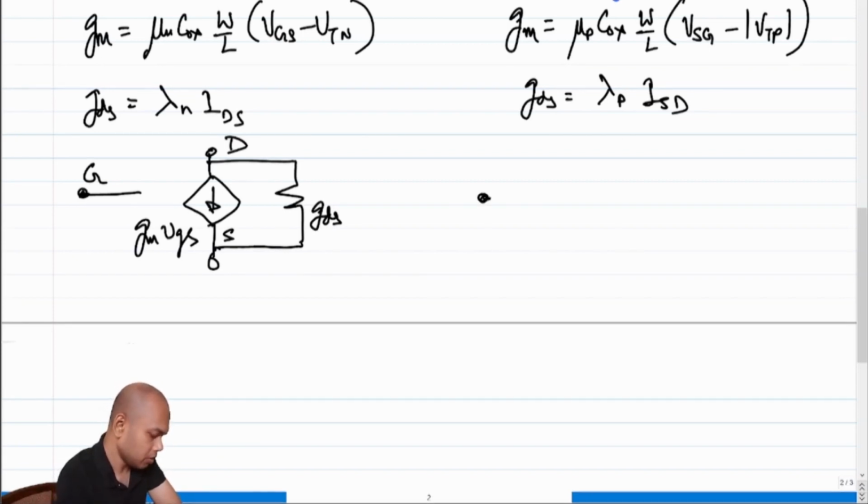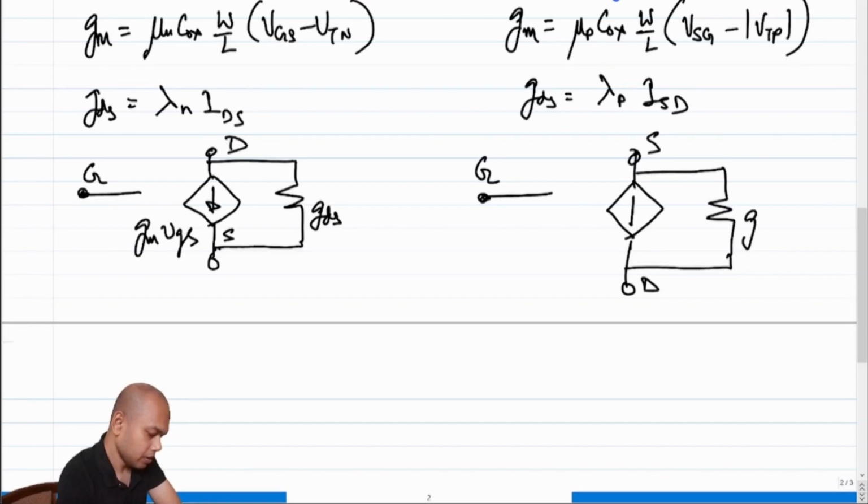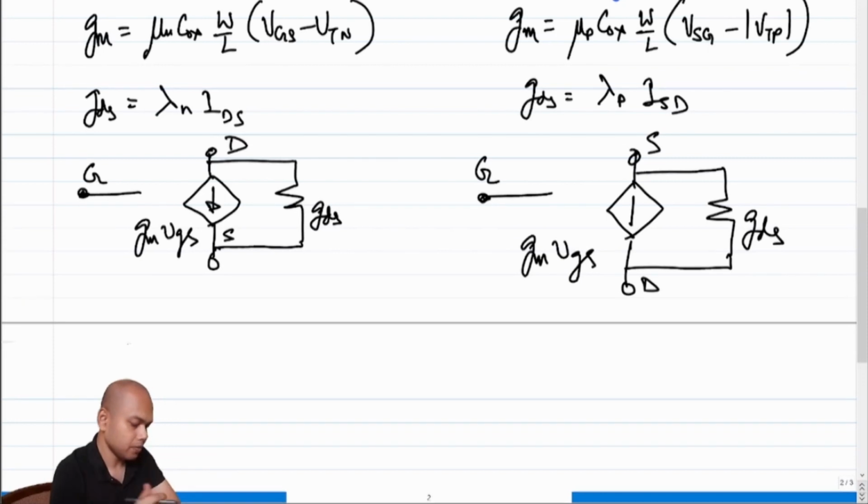So in case of a PMOS, we have again the gate remains gate, but we call the top terminal source and the bottom terminal drain. This is GDS. Again, this current we will call Gm VGS, but now since incrementally both are the same, the current has to go from drain to source, just like in the circuit on the left. So the arrow points upwards, right? Okay, so that is as far as we need to know about the PMOS equivalent with respect to NMOS.